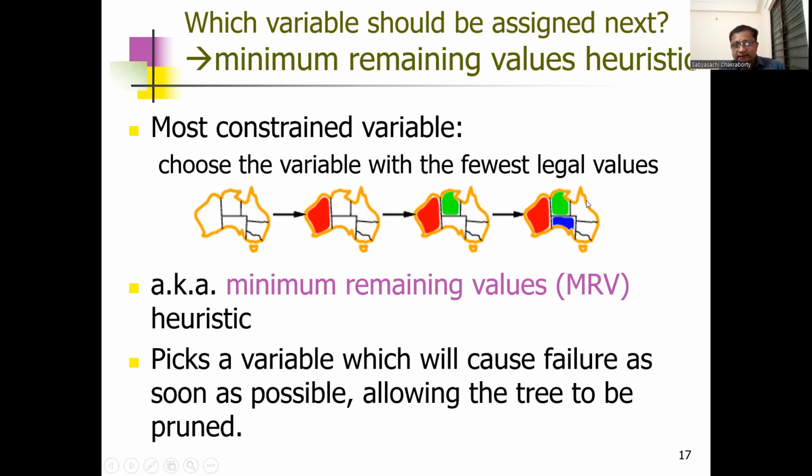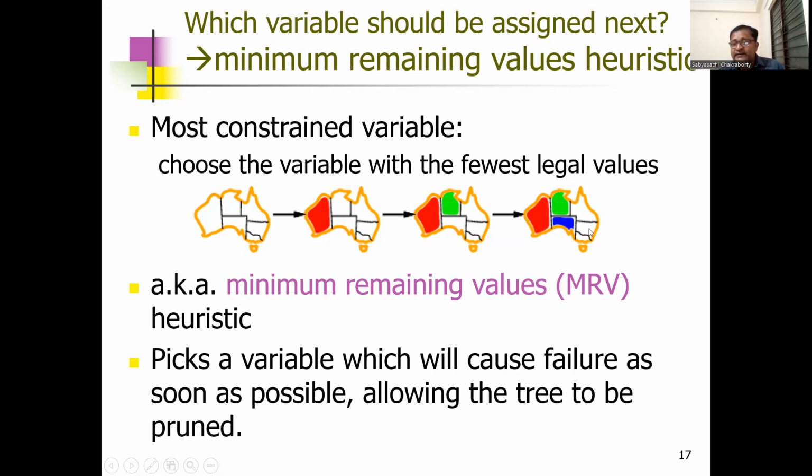Then after that, if I extend the operation to the next state, Queensland has the minimum remaining value of 1, because only red can be applied to Queensland, since its two adjacent regions are occupied by two colors, green and blue. So for Queensland, only one option is left, that is red.